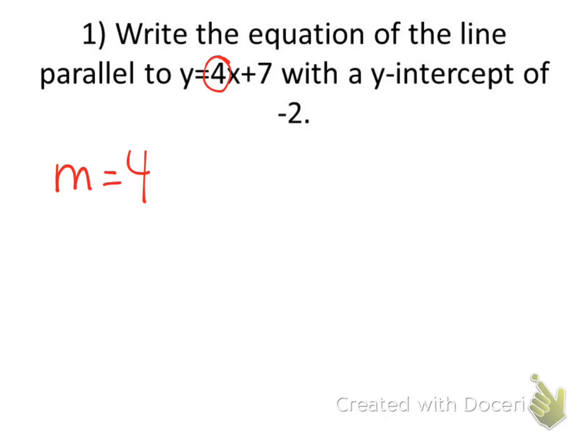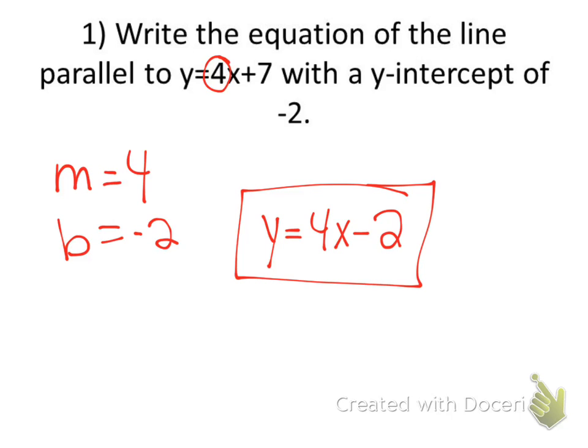What's my b for my new line? 2. No. 7 is the b for the old line. What's the new line? Negative 2. So my equation is y equals 4x minus 2. We're still in that y equals mx plus b. That's not going away anytime soon. So yes, you take the old m and the new b and you write an equation.